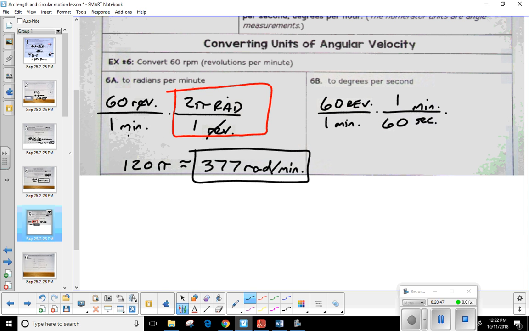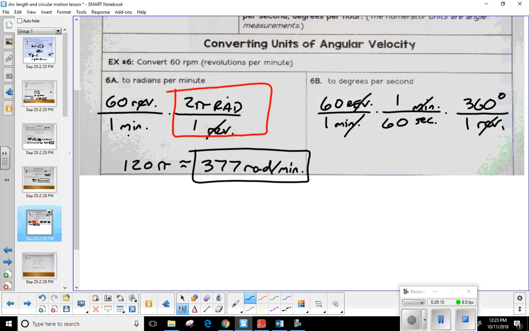Yeah, I want to change to degrees. There you go. You want degrees, and it's 360 degrees in 1 revolution. I got off on that, sorry. We know there's 2 pi radians in 1 revolution in the previous problem. There's 360 degrees in 1 revolution here. So the revolutions cancel. The minutes cancel.